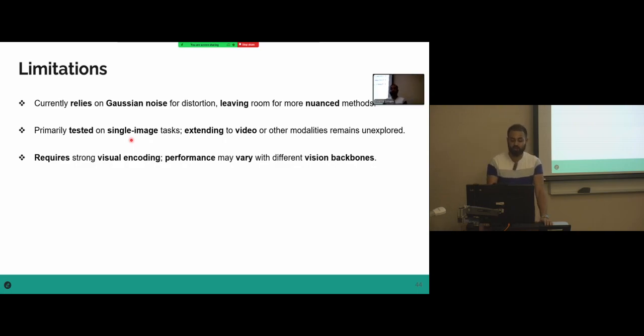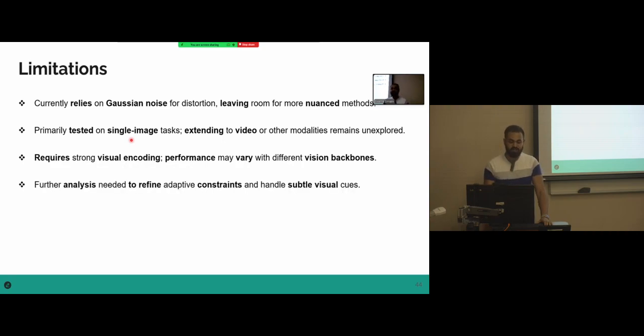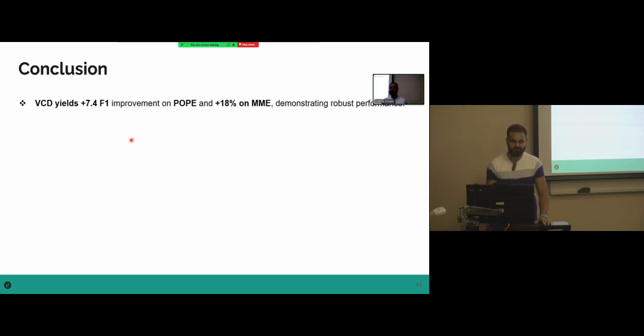It requires a strong visual encoding, and performance may vary. Let's say if there is a model which is not as strong when it comes to the visual encoding, then it's not able to perform that much. And further analysis is needed to refine adaptive constraints to handle subtle cues. So right now, it may struggle when it comes to the finer details of the image.